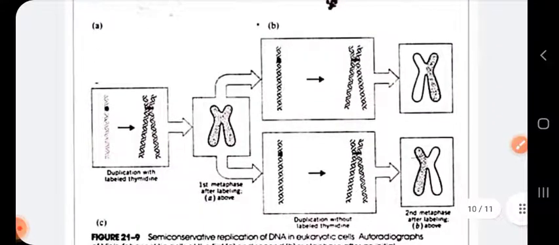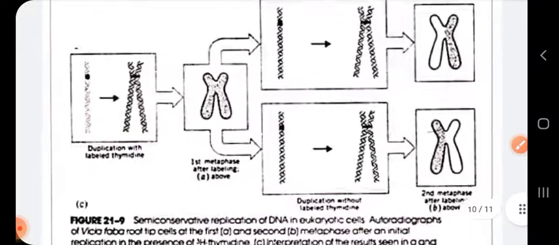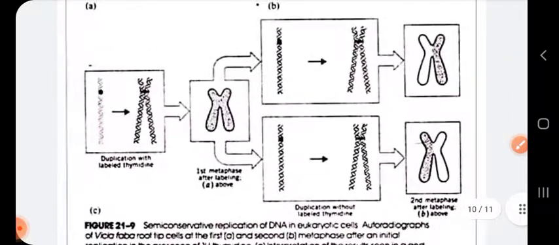Look at the figure. I hope you are able to see. This is the duplication with labeled thymidine. Labeled thymidine means H3 thymidine. Then the first metaphase after labeling.